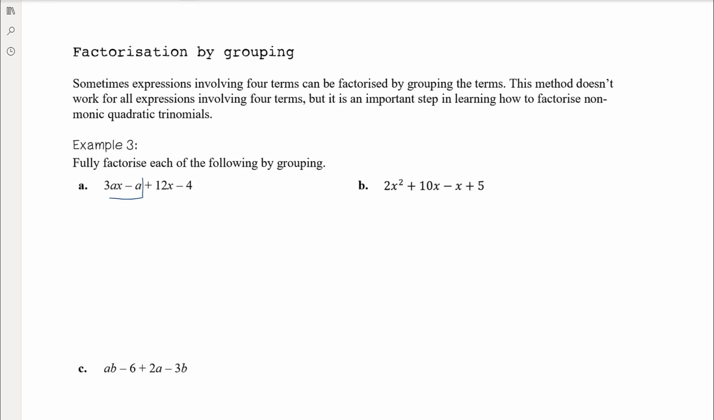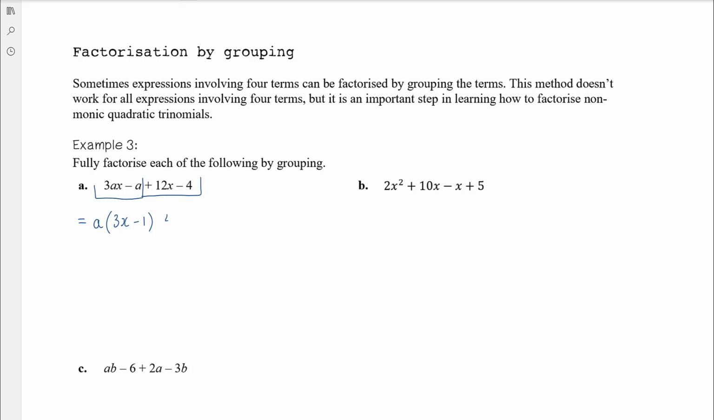In this instance, things are okay. I'm liking that there's a common factor of a in those first 2 terms, and there's a common factor of 4 in those second 2 terms. So we focus separately on those pairs of terms. So highest common factor in the first 2 terms is a, and that leaves us with 3x minus 1. And then the highest common factor in the second 2 terms is 4.